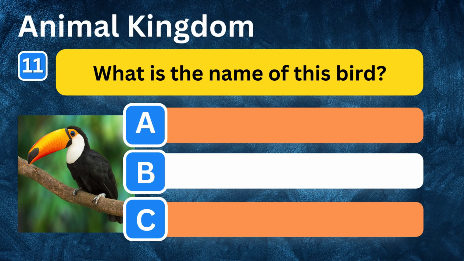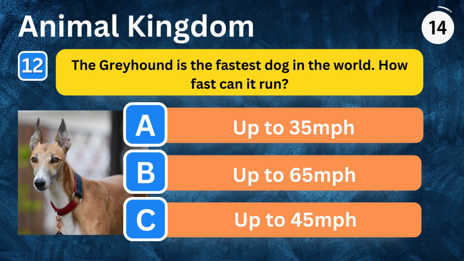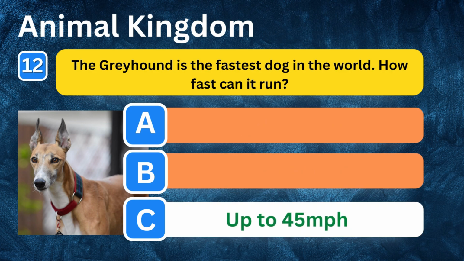Question number 12. The greyhound is the fastest dog in the world, but how fast can it run? Up to 35 miles an hour, up to 65 miles an hour, or up to 45 miles an hour? And the answer is up to 45 miles an hour.